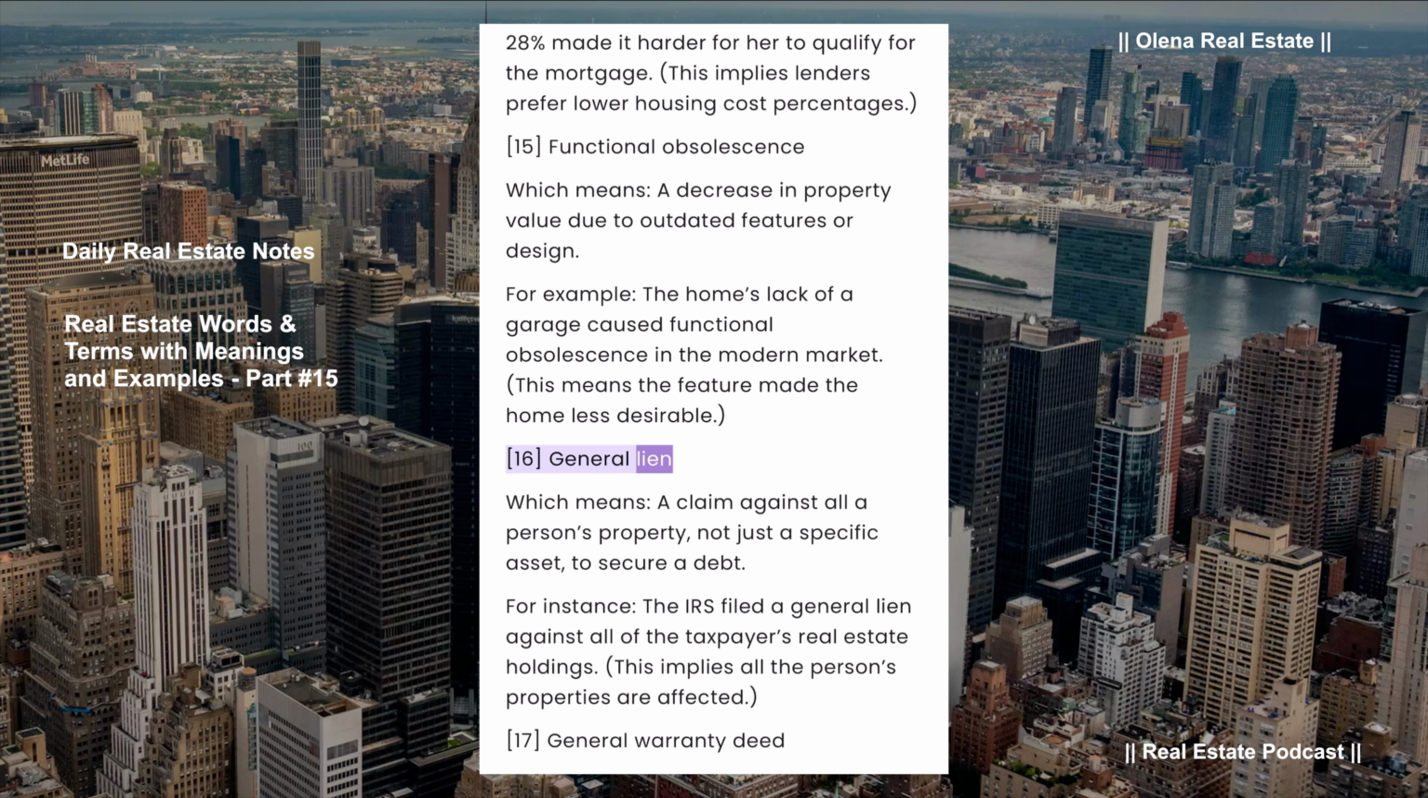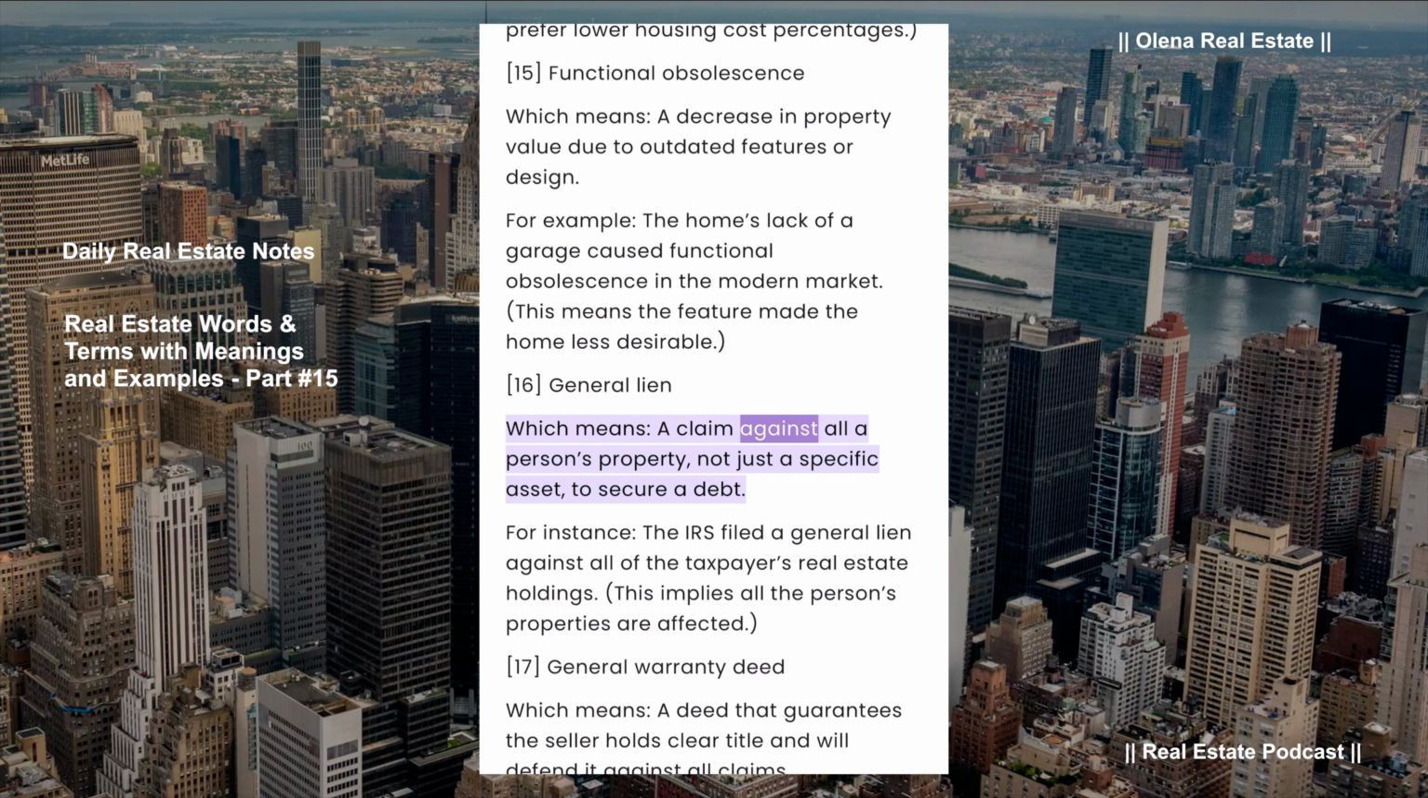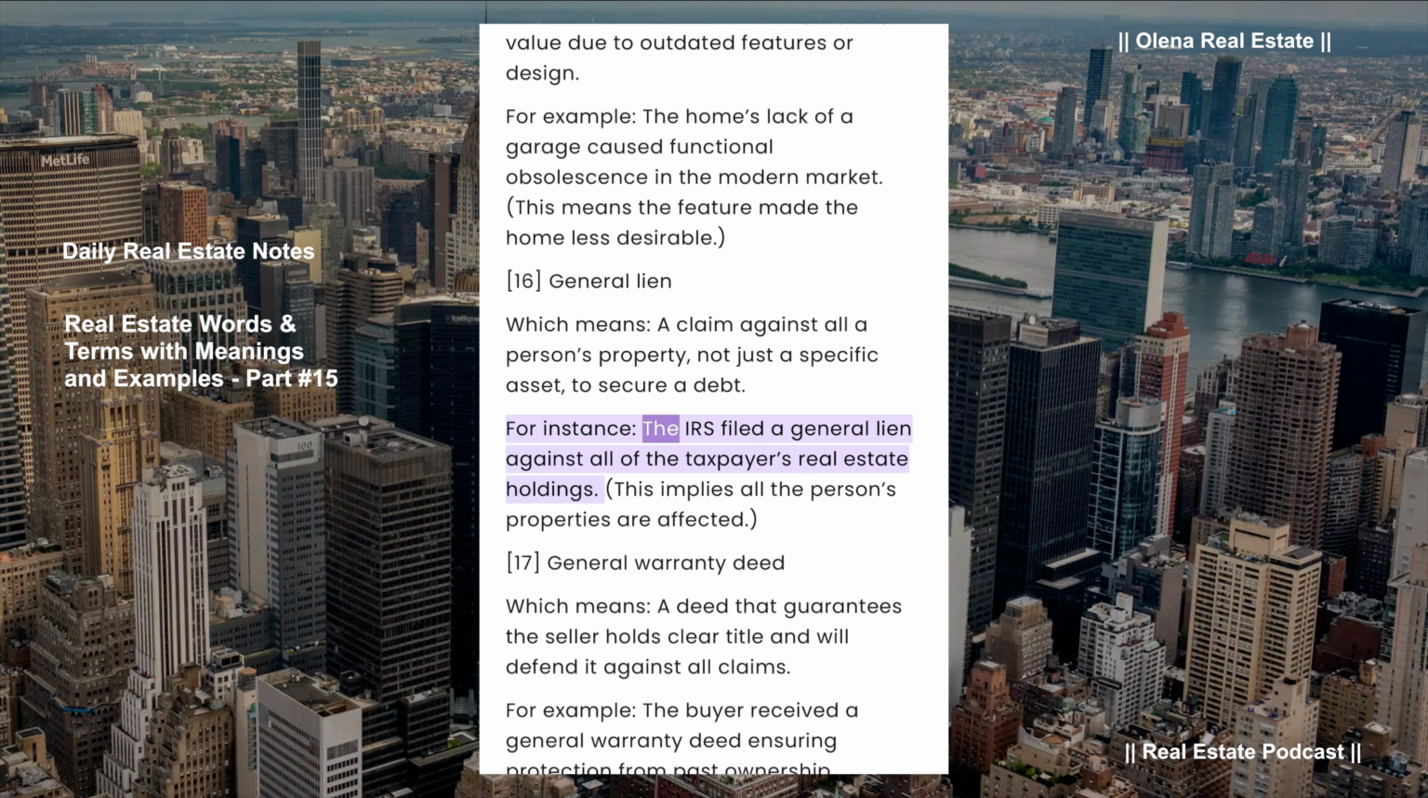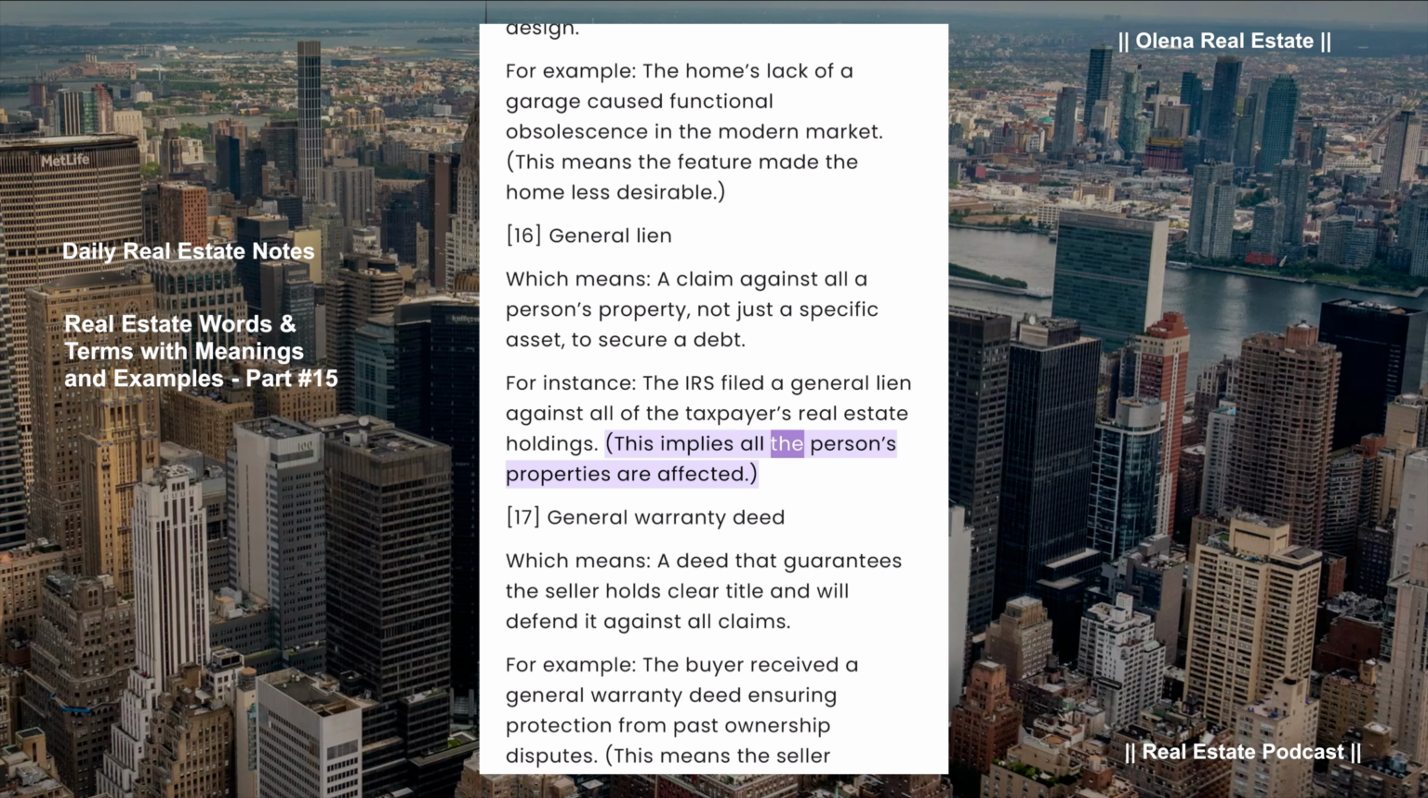General lien, which means a claim against all a person's property, not just a specific asset, to secure a debt. For instance, the IRS filed a general lien against all of the taxpayer's real estate holdings. This implies all the person's properties are affected.